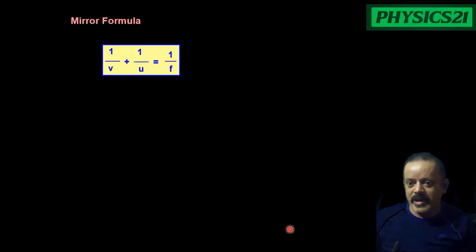Mirror formula. It is the relation between u, v and f. u is used for the distance of the object from the pole of the mirror. v is used for the distance of the image from the pole of the mirror, and f is known as the focal length. This relation is written as 1/f = 1/v + 1/u. It can also be written as 1/v + 1/u = 1/f.